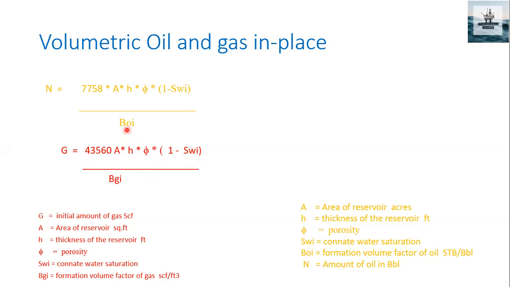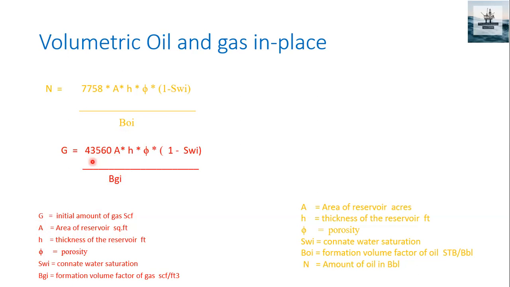Then you can see the difference for gas. In place of BOI, it has been replaced with BGI, the formation volume factor of gas. And the term has been changed to 43,560, since the unit for gas we can measure as cubic feet at reservoir conditions. If it is at the surface, that will be standard cubic feet. So for conversion to cubic feet, the area of the reservoir was given in acres. When you are converting acres to cubic feet, this is the formula we are going to use, 43,560.